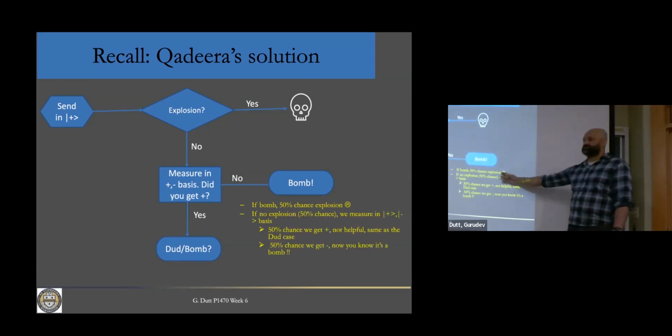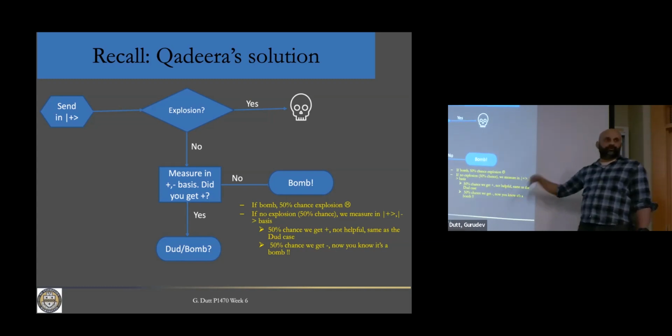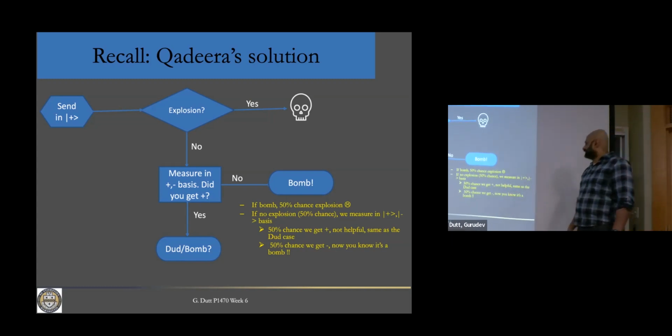Okay, but the problem, of course, was the statistics was pretty bad, right? There's a 50% chance we get an explosion. And this is just the same logic I laid out for you in an earlier lecture, just repeating it over here. Okay.